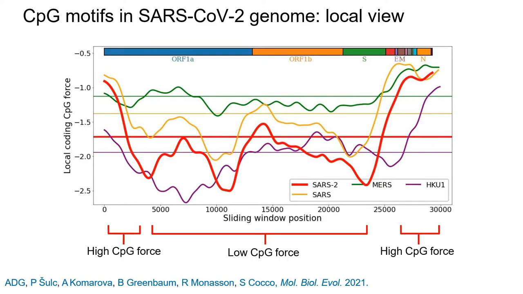Whenever we have a coding nucleotide sequence, we can split it in groups of three nucleotides. These are called codons, okay? And there is the possibility of multiple codons coding for the same amino acid. For instance, here I have listed the four codons coding for alanine.